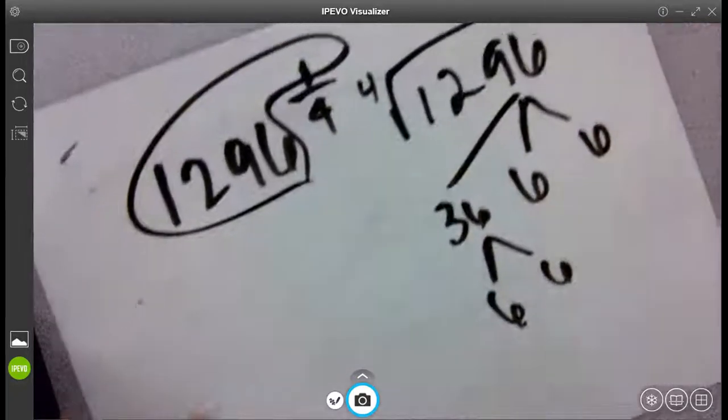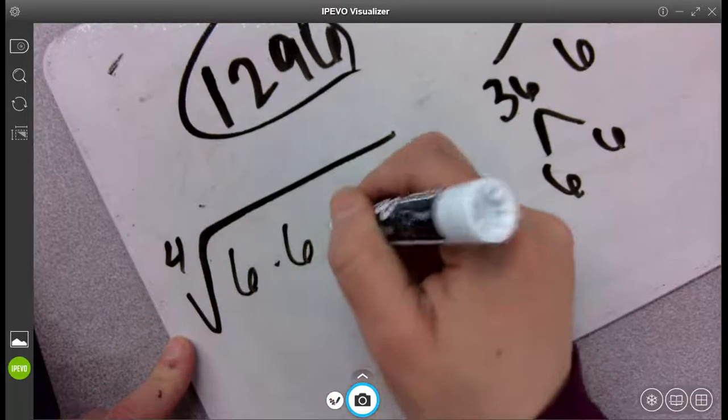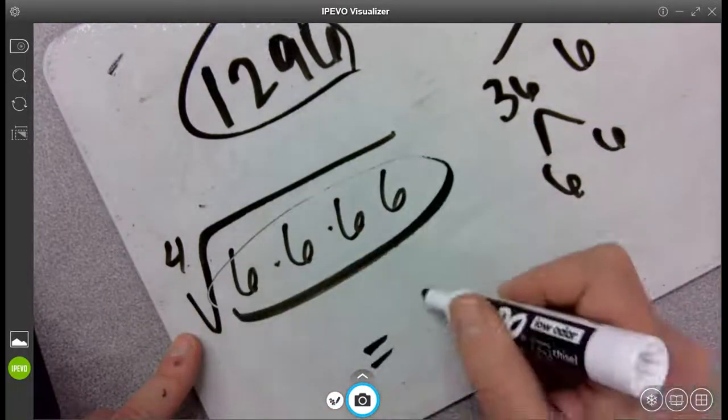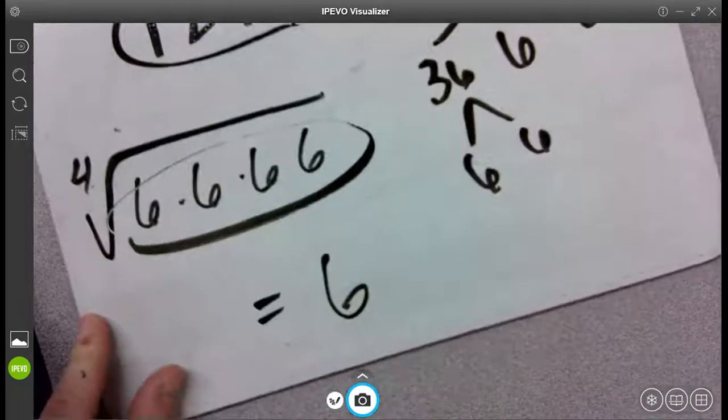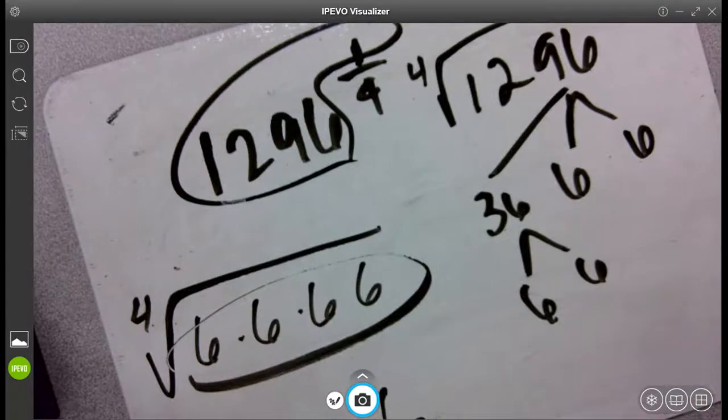So if you want to make a factor tree, you can, or you can just say the 4th root with all these 6's. I need 4. Your answer is 6. So 6 4 times gives you 1296. Okay.